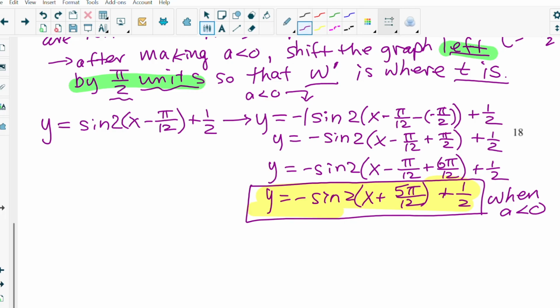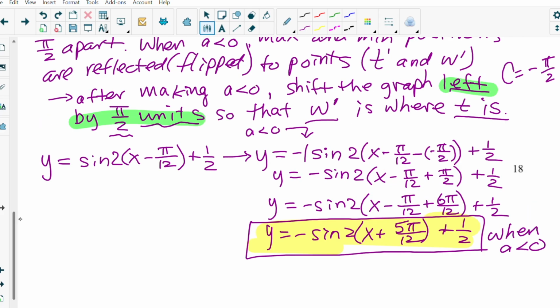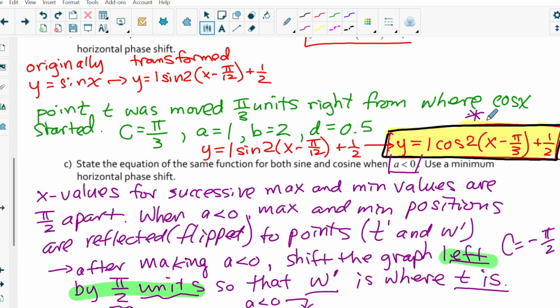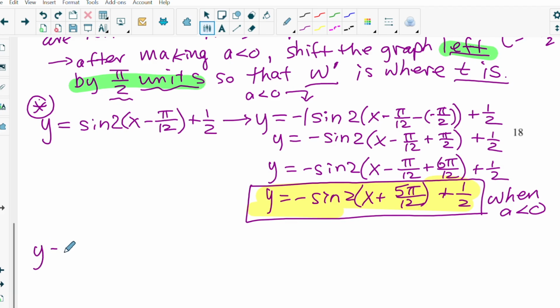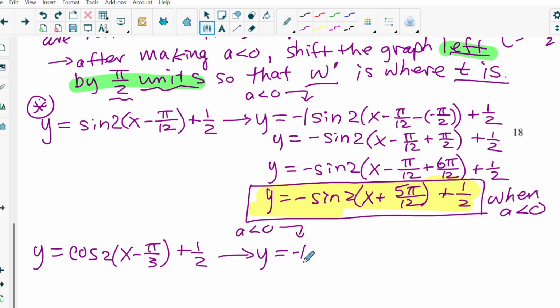Okay, there it is. All right, cosine. We're going to start from the cosine equation right here, this one. Okay, we know that's equivalent to this equation right here. So I'm going to start there. Y equals cosine of 2 times x minus pi over 3 plus 1/2. And then I'm going to apply that a value less than 0, so a less than 0. That gives me that negative 1.